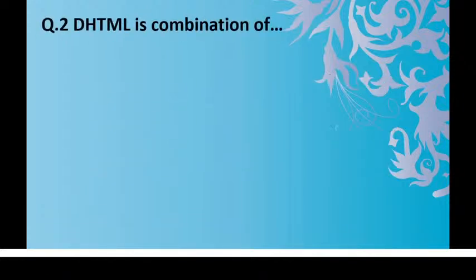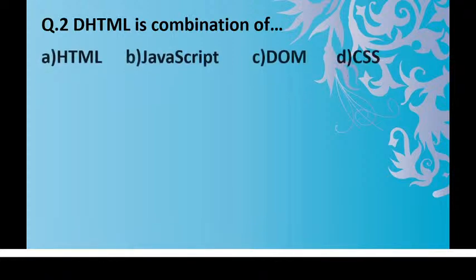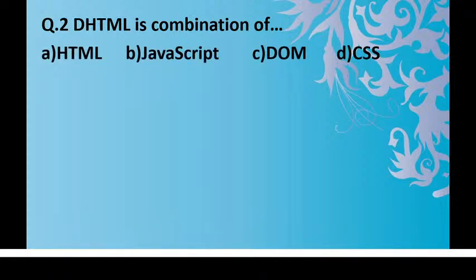Next is, HTML is a combination of HTML, JavaScript, DOM, CSS. It is a combination of all, because it combines HTML, JavaScript, DOM. You know that what is a DOM? Document Object Model. CSS means what? Cascading Style Sheet. You learn these technologies in this chapter: HTML, JavaScript, DOM, and CSS.